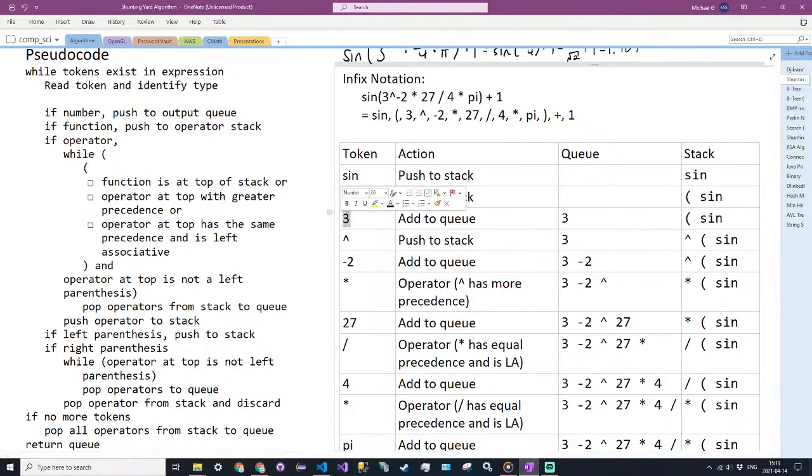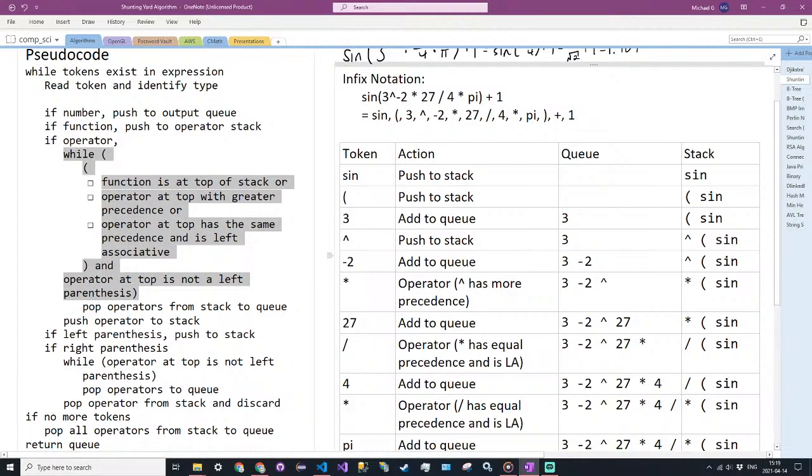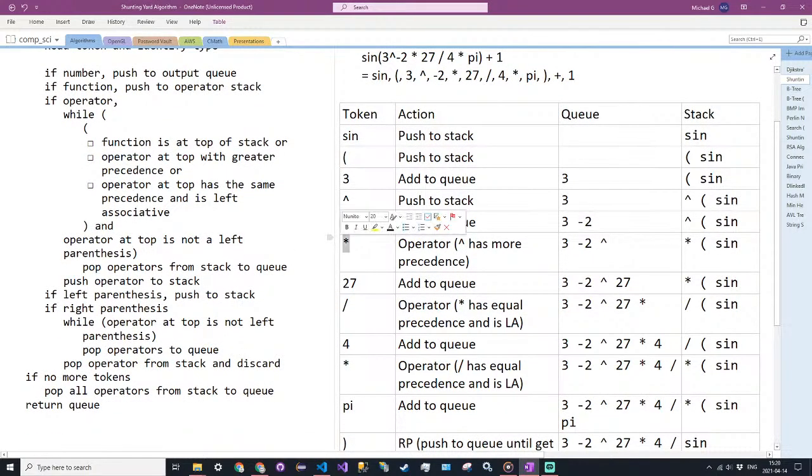We have a number or a constant, so we push it to the queue. So 3 is put in there. We have an operator, and there is a left parenthesis at the top of the stack, so this while loop never runs. It does not run at all, so we just push it to the top of the stack. -2, push it to the queue. Then with the multiplication sign, this is an operator. However, this loop will run once because the exponent sign has higher precedence than the multiplication sign. So we're going to pop the exponent sign to the queue.